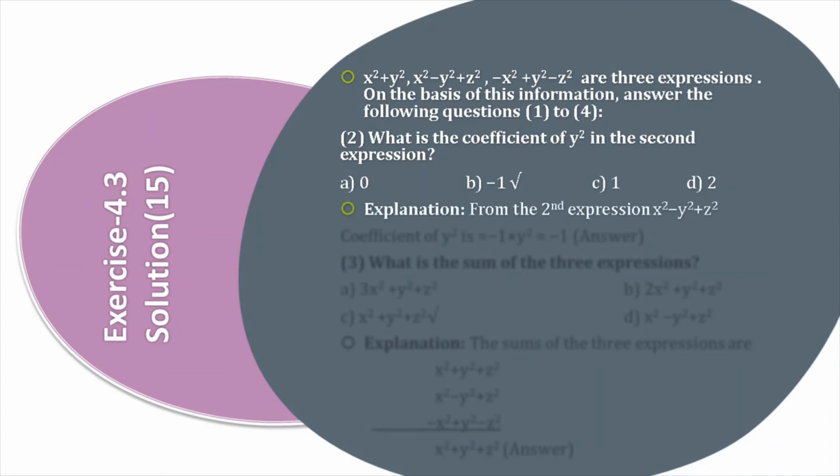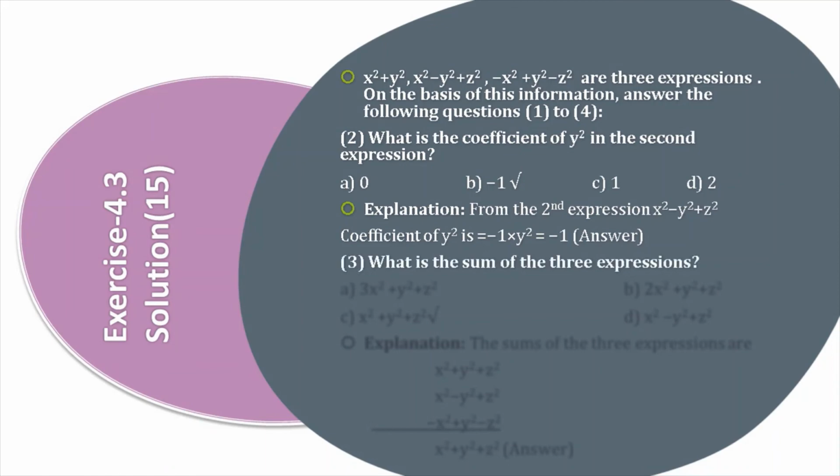So let us see the explanation from the second expression. As you can see, x square minus y square plus z square. Coefficient of y square is equal to minus 1 multiplied by y square, equals minus 1. As you can see in the second expression, x square minus y square plus z square, so my dear student, minus y square. That's why you can write down minus 1 multiplied by y square. Minus 1 will be the coefficient of y square.